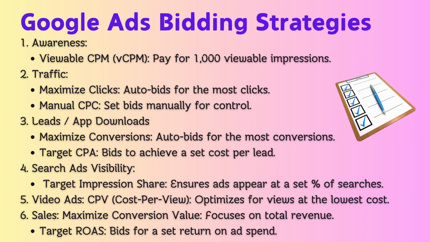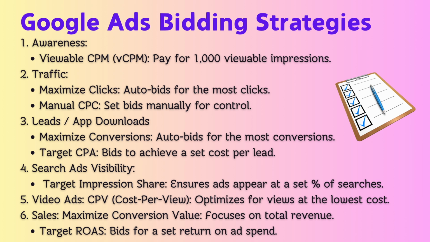The second bidding strategy is traffic. Here one type is maximize clicks and the other is cost per click. Maximize clicks auto bids for the most clicks. For cost per click, we need to set the budget amount, like for this bid I'm going to pay this much, for this bid I'm going to pay this much. So we have to play with keywords and maximize our bids.